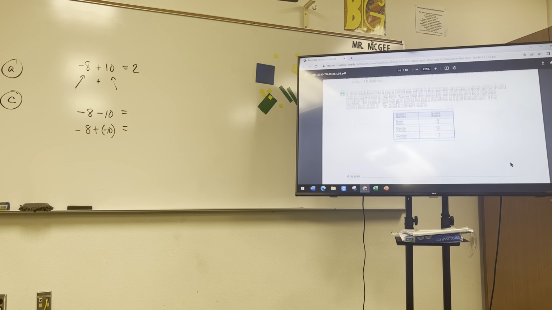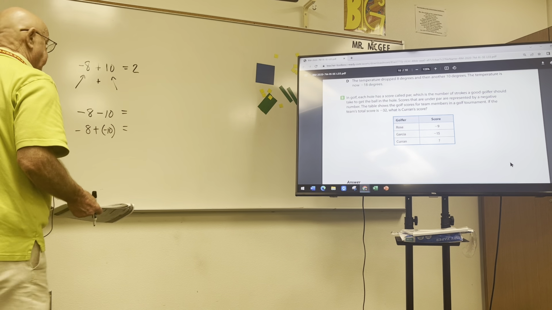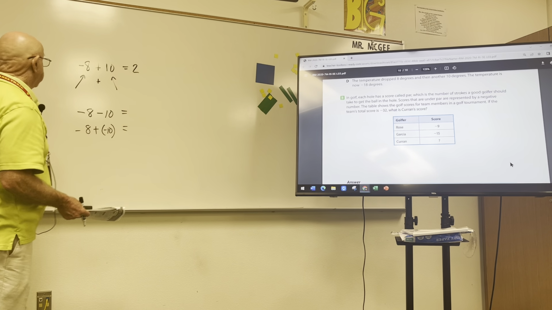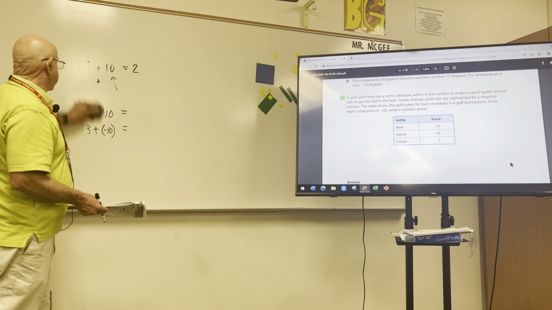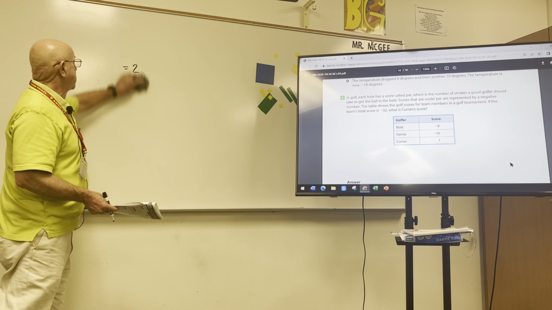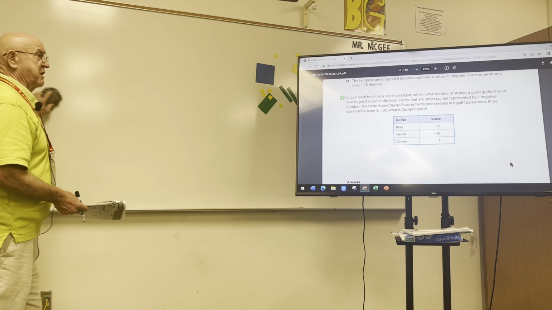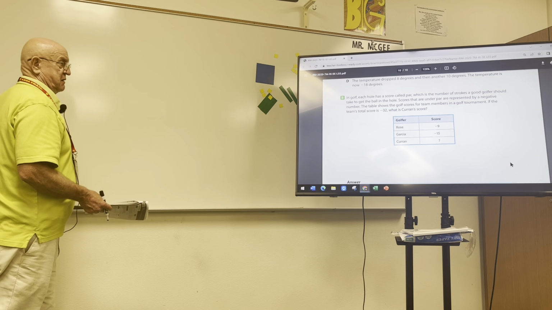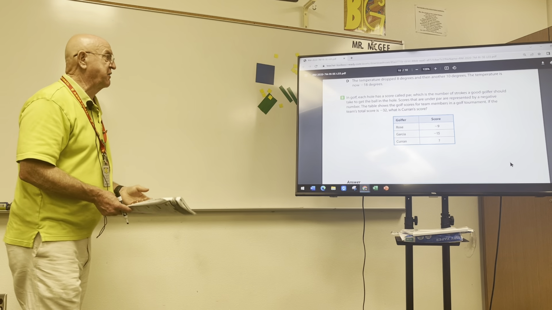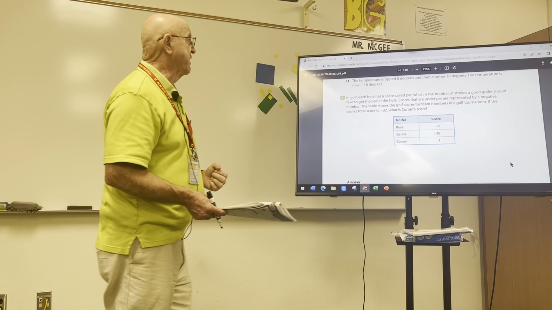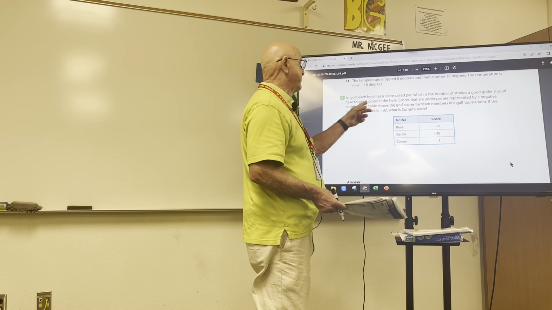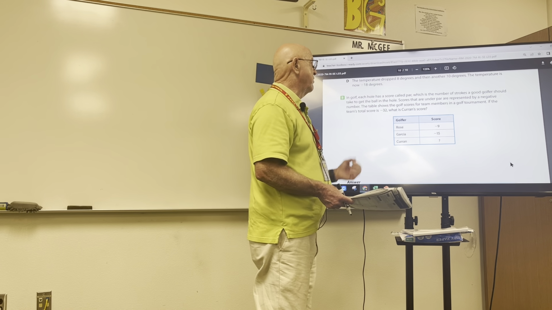In golf, each hole has a score called par, which is the number of strokes a good golfer should take to get the ball in the hole. Scores that are under par are represented by a negative number, and scores that are above par are represented by a positive number. This table shows the golf scores for team members in a golf tournament. If the team's total score is -32, what is Kieran's current score?